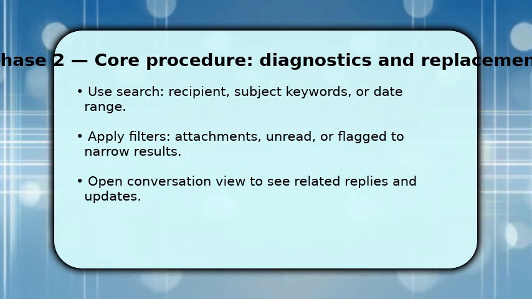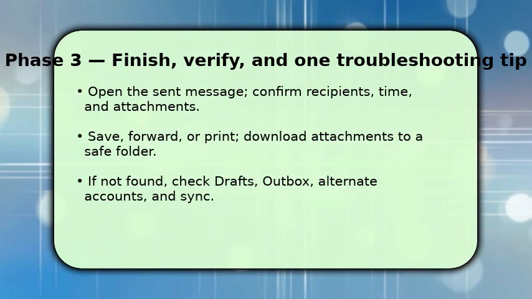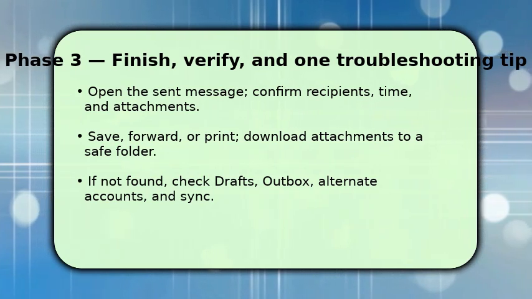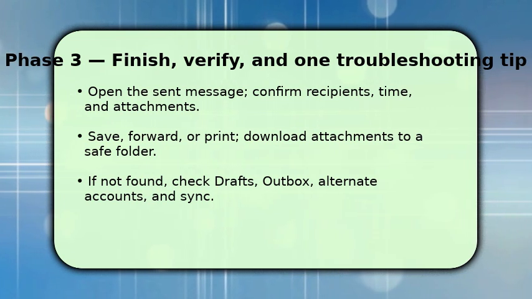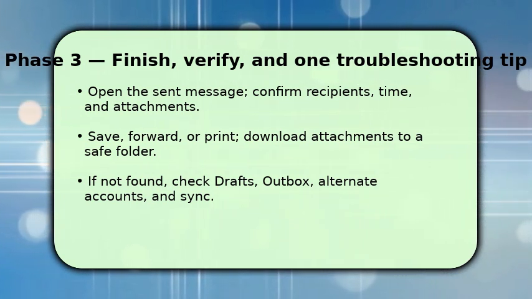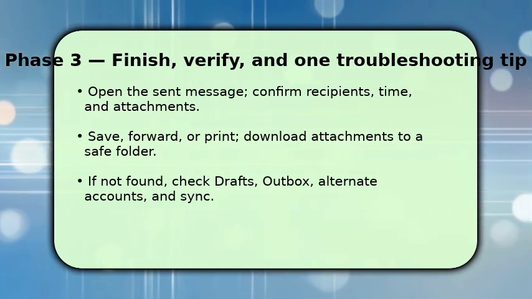Open the sent message and confirm the exact recipient list and timestamp. This proves delivery intent. If you need a copy, forward it to yourself, print to PDF, or download attachments into a labeled folder. Once done, archive or move the message for record keeping.